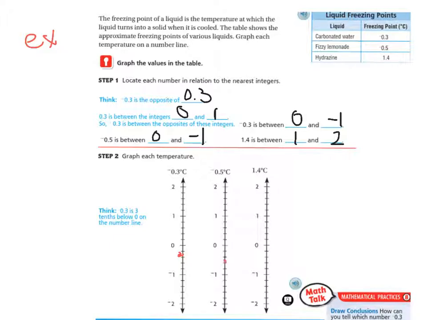Negative 0.5 is also going to be between 0 and negative 1, in the middle there. And then 1.4 is going to be between positive 1 and 2. It'll be right there. And that is how you plot a rational number on a number line. Let's continue.